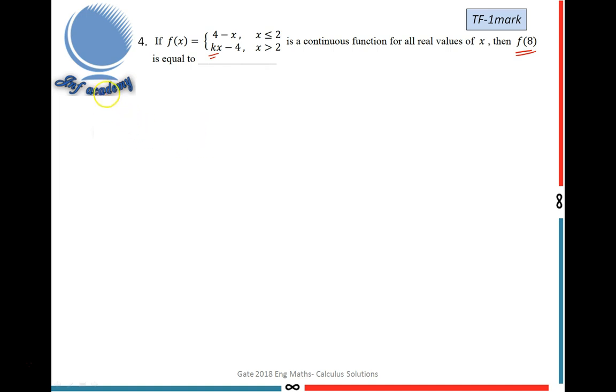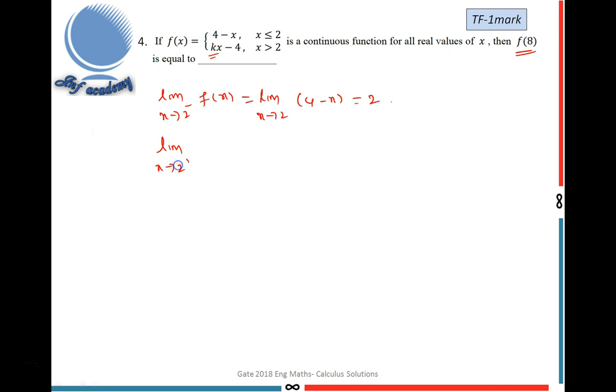By the continuity definition, the limit as x tends to 2 minus and 2 plus, the left hand limit and right hand limit at x equal to 2, must be equal. First I find the left hand limit. This is equal to the limit as x tends to 2 of 4 minus x. For x less than 2 the condition is 4 minus x. This is 4 minus 2, which is 2. The left hand limit at x equal to 2 is 2.